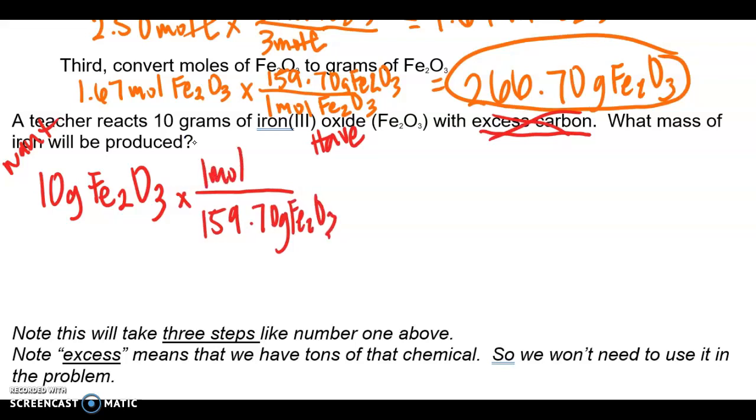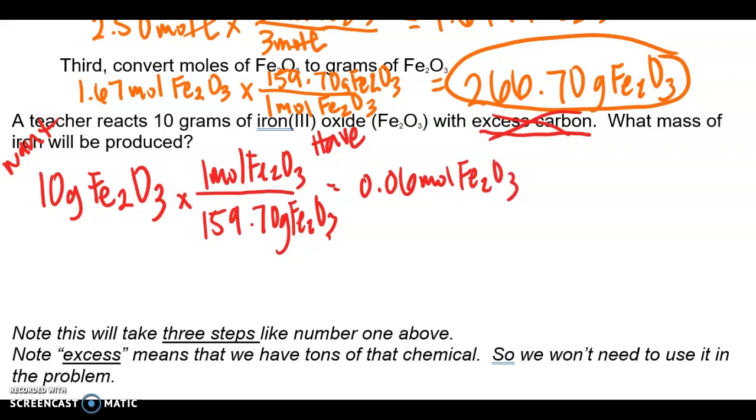And we know that's equal to 1 mole. And so when we do that math, we get 0.06 moles of Fe2O3, which is awesome. So now we know we have 0.06 moles of Fe2O3.